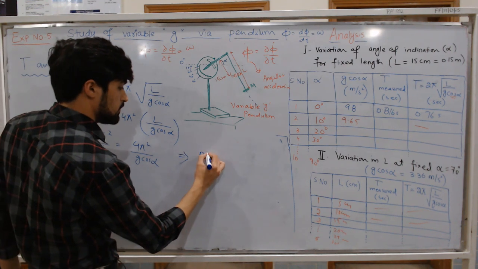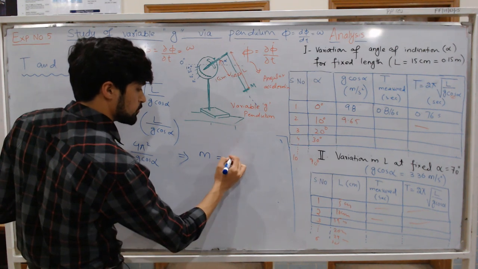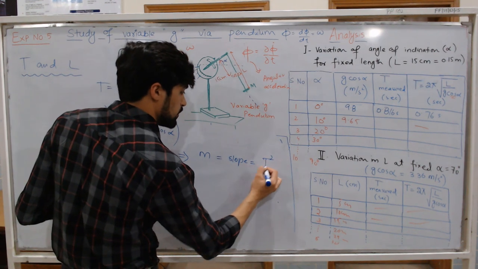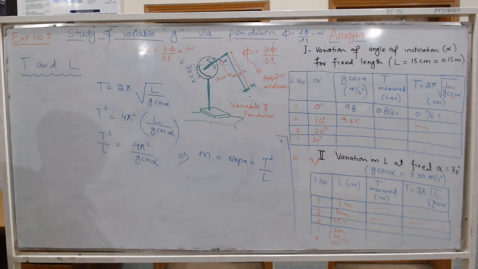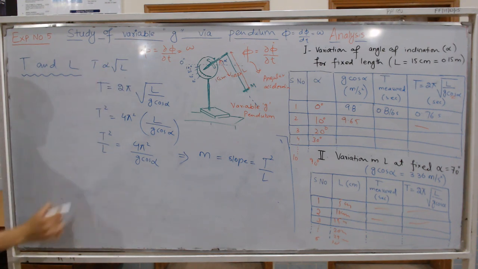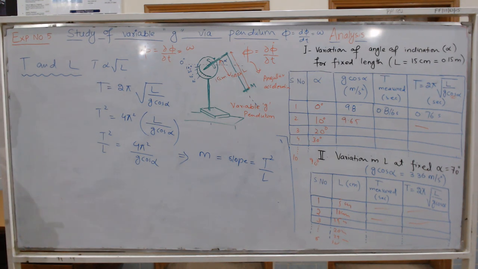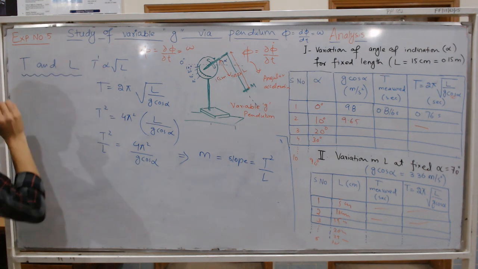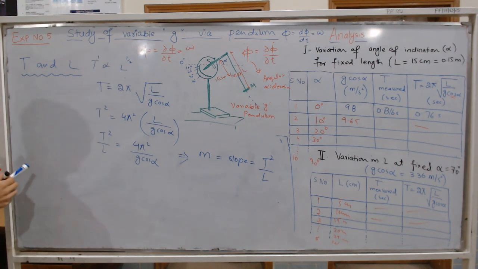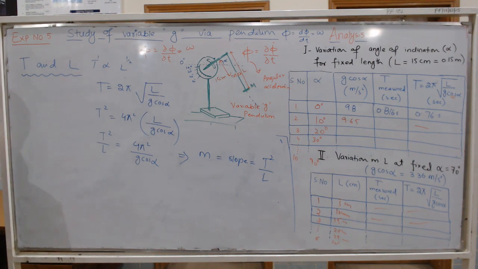How? This T square by L is actually the slope. This is not mass. Keep in mind, this is the slope. Slope is normally represented by m. This is the time period square over the length of the pendulum. Now, we know that the time period is directly proportional to the square root of L. So, if I draw a graph between the time period and the length, it will not be a linear relation, because here the degree is 1 and here the degree is 1 by 2. If I am increasing the length of the pendulum, the time period will increase. So, the graph will be like this.